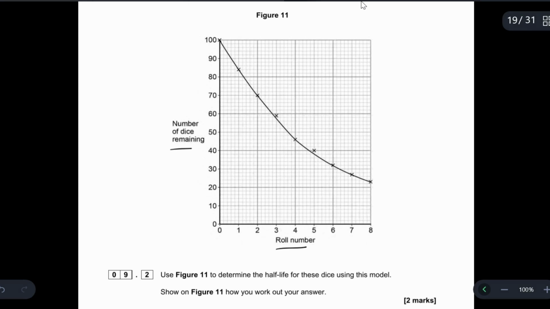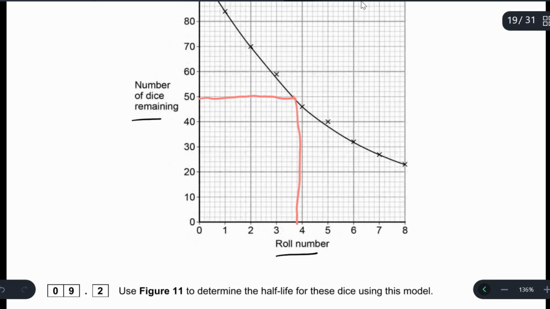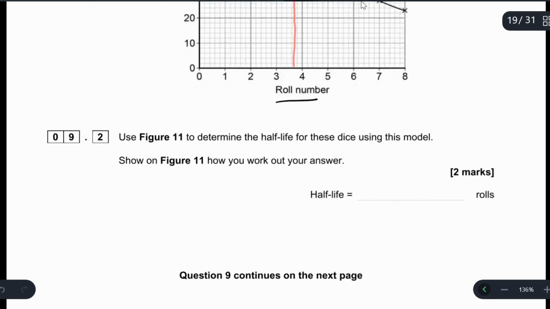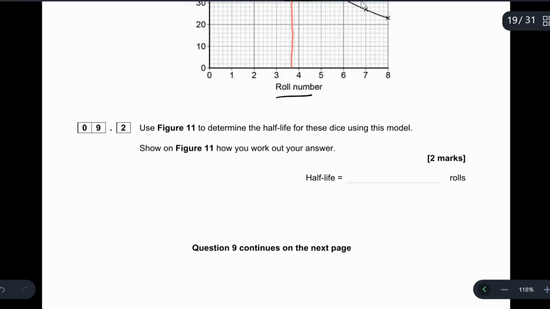We start off with 100, so if half of them decay, we'll have 50 left. So you go across to 50, and of course you want to use a ruler for this, and you just see how long that took. It's about this number here, somewhere between 3 and 4. That looks about 3.7 rolls. If you did this with a ruler, you should get around 3.7. You can see it's just less than 3.8. And so we can put this in here as 3.7 rolls.